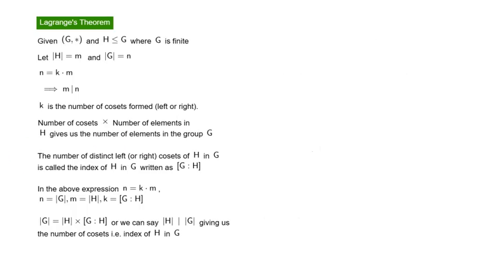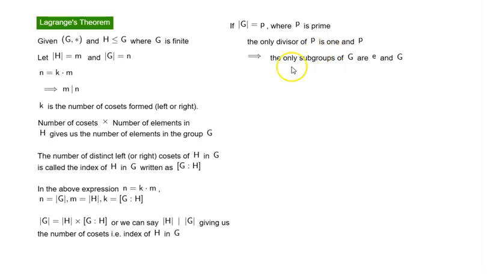Now, very interestingly, if the order of G is equal to P, where P is prime, then the only divisors of P are 1 and P. So, this implies the only subgroups of G are the subgroup containing only the identity and the group itself. Now, for every A not equal to E, we must have the order of A equal to P, because the only divisors of P are 1 and P.